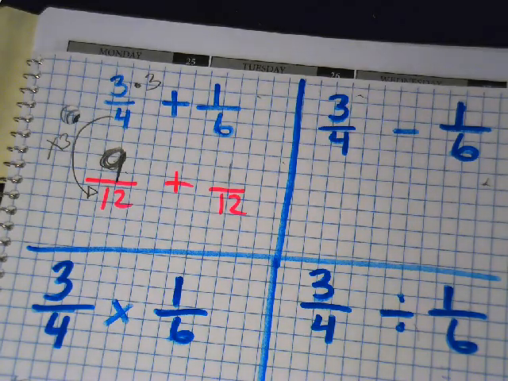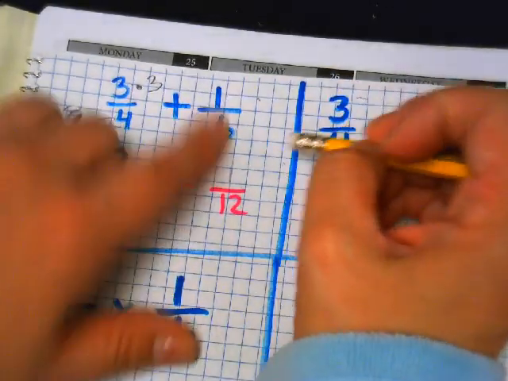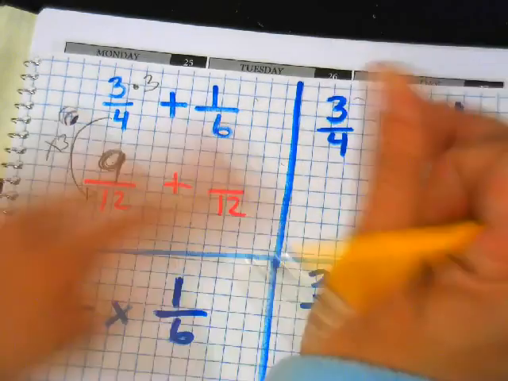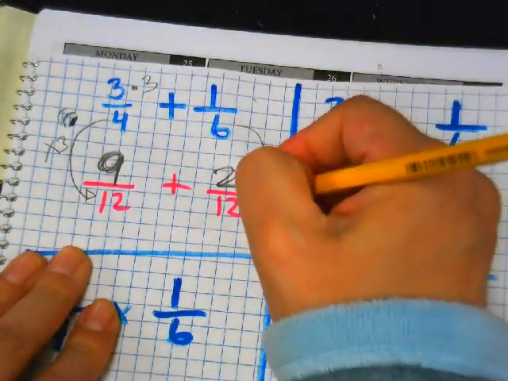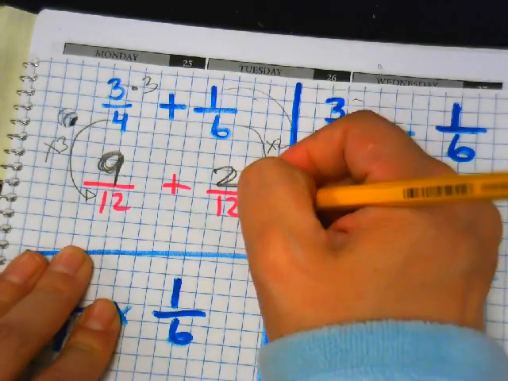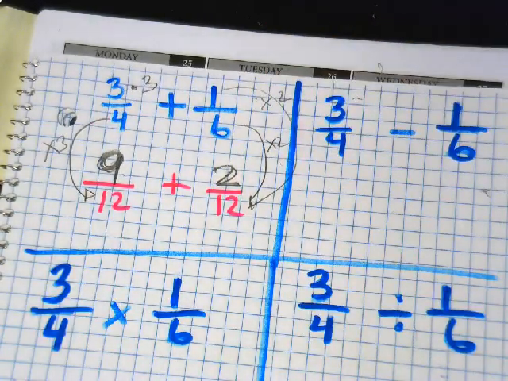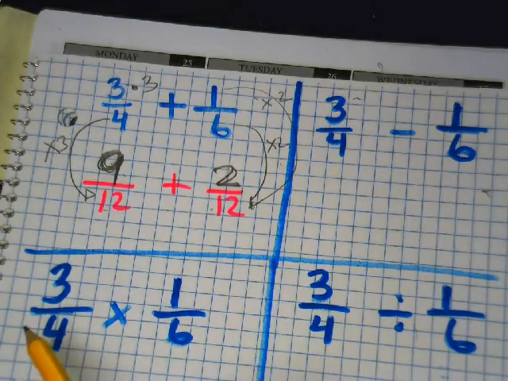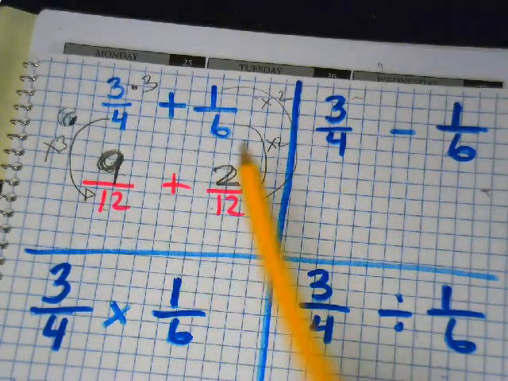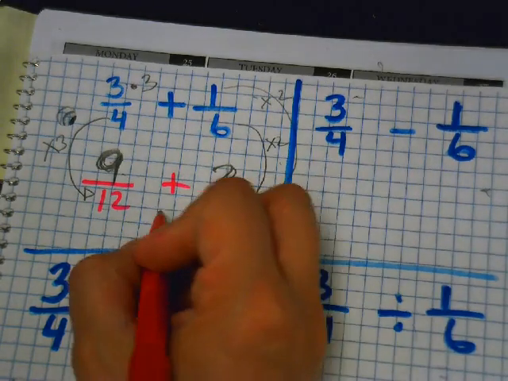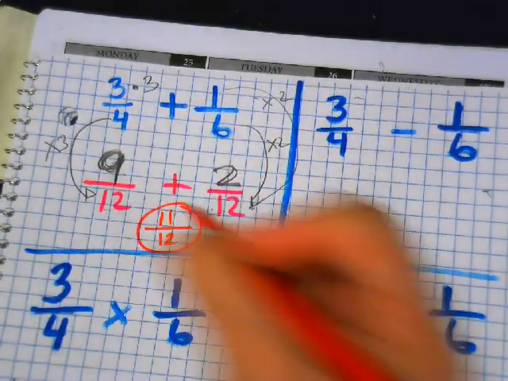All right. What is 1/6 equal to? 1/6 is equal to what over 12? 2. This is times 2, times 2. All right. Now they have a common denominator. Yay, us. So now we add. What's 9 plus 2? 11 over 12. Yay.